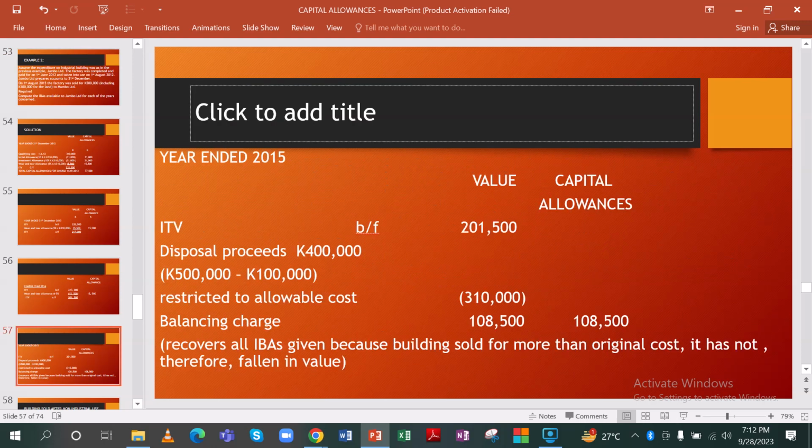So look at that. We have disposal proceed of 400, which is 500 minus 100, restricted to allowable cost of 310. Okay, because that's what we have, 310, that is what it's restricted to. So then we move that one out.